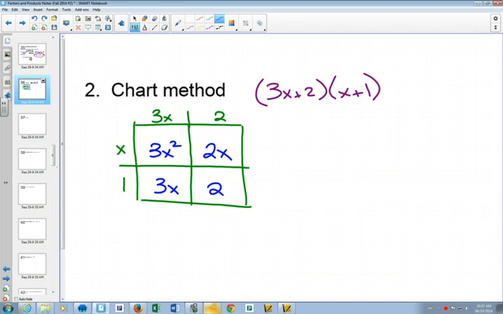So it does exactly the same thing as FOIL, but it takes more space in your notes, which is one of the reasons why people tend to go to the other technique more often. And then once you're done, you would look at this and write out your final answer. You would combine your like terms. Again, the 2x and the 3x are like terms, so you get plus 5x plus 2. So this is the chart method.